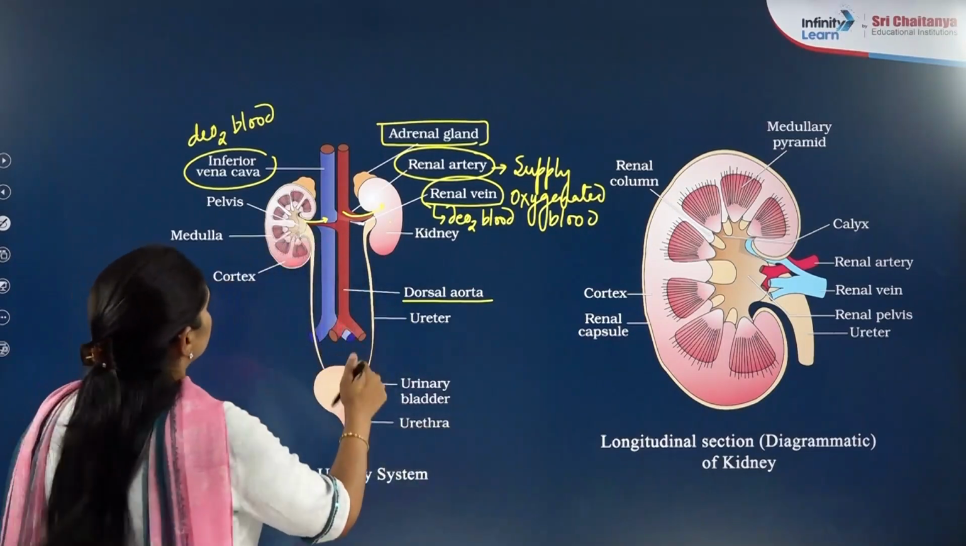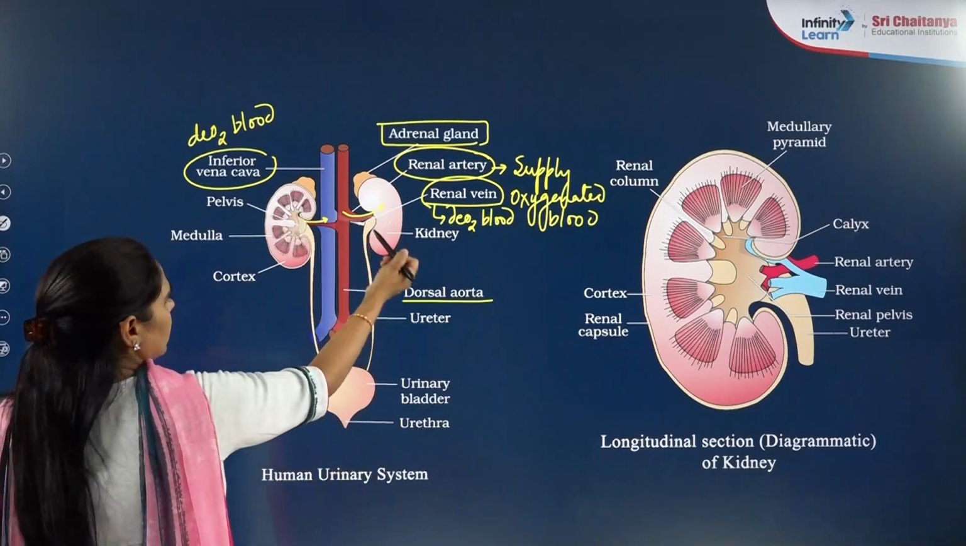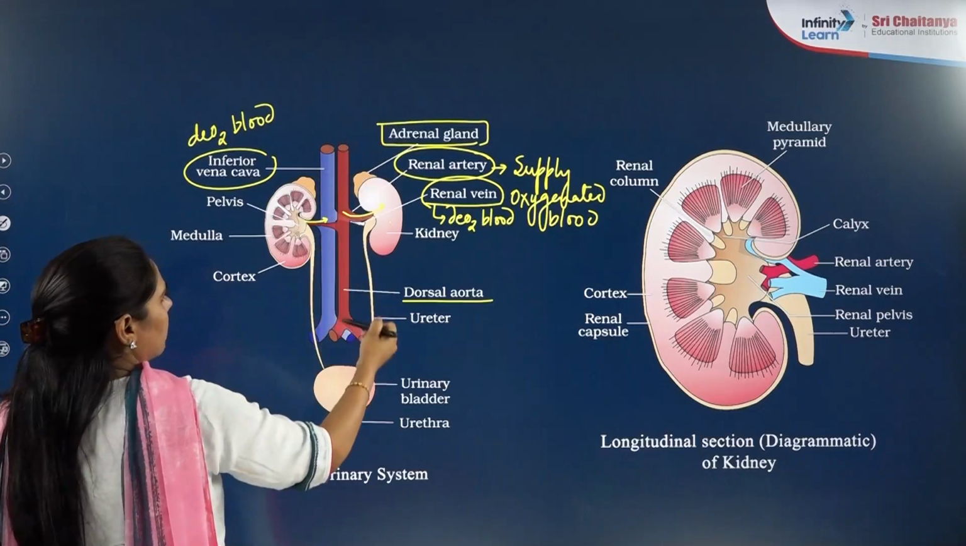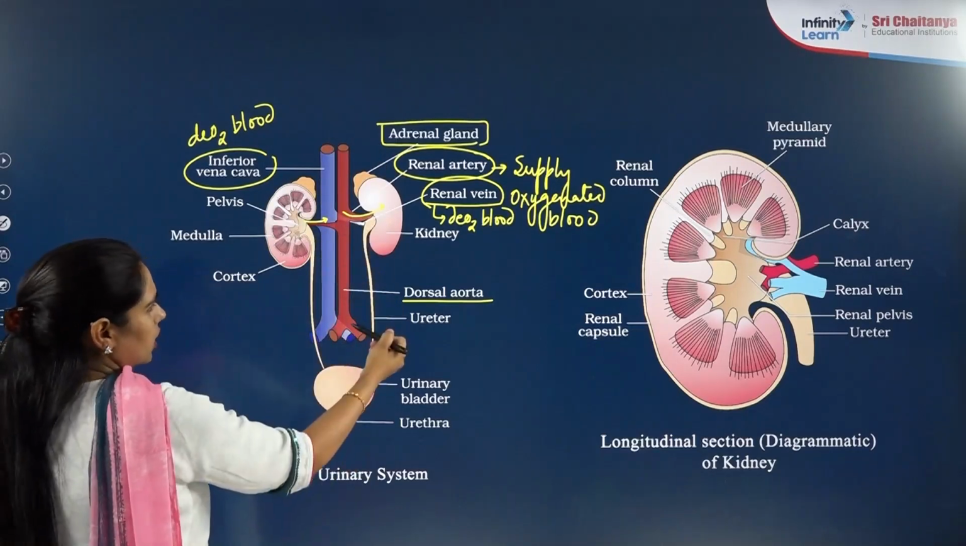So you understood this diagram very well, that kidneys are there, above them the adrenal gland is there, and the inferior vena cava and dorsal aorta are there.